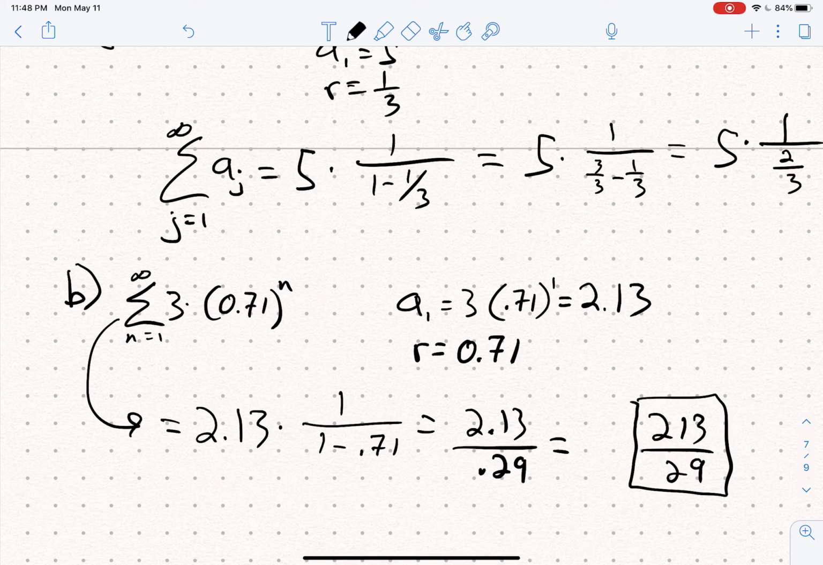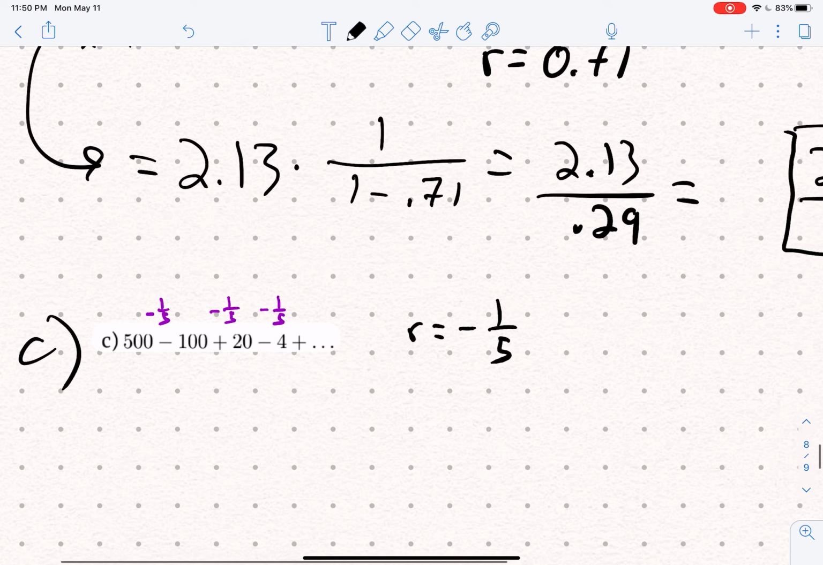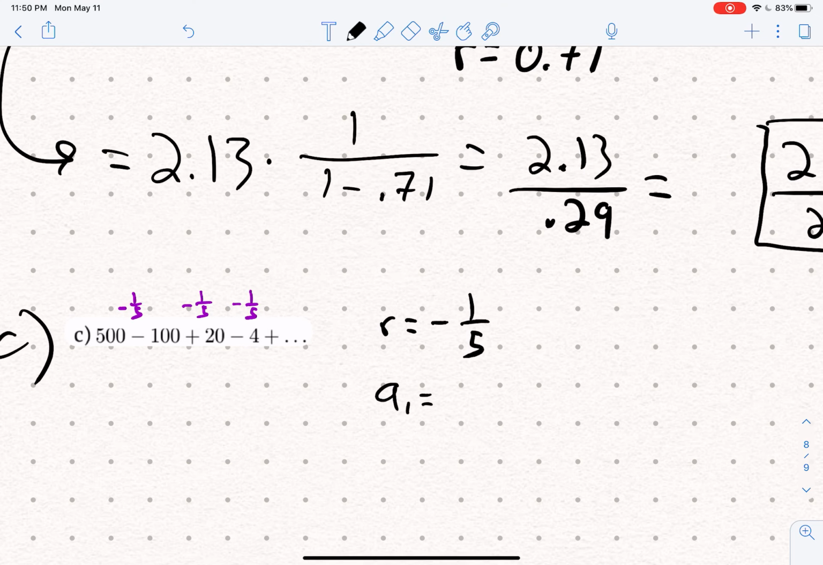What if we want to get from negative 100 to 20? Well, once again, we're dividing by 5. 100 divided by 5 is 20, and it's changing from negative to positive. So once again, we're multiplying by negative 1/5. In the third case, if we multiply 20 times negative 1/5, we do indeed get negative 4. And so this confirms that this is a geometric series, and the R is equal to negative 1/5. Okay, and then A1, our initial term, is 500.